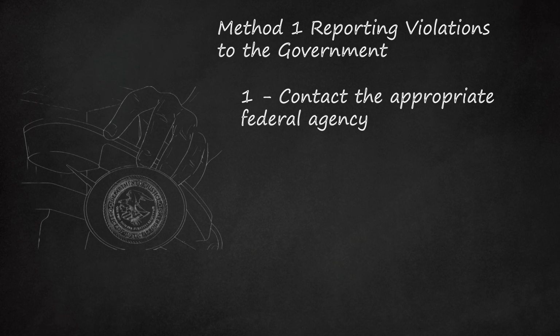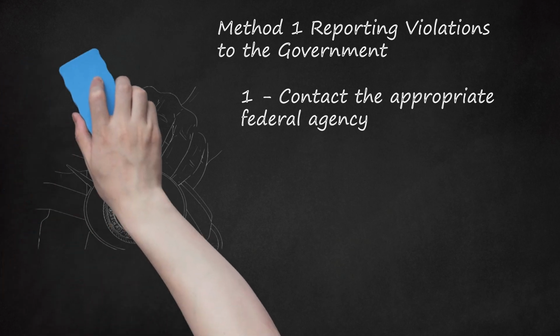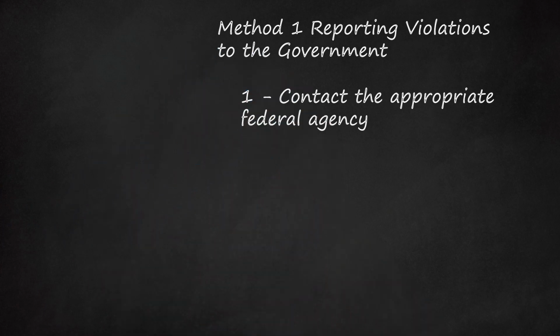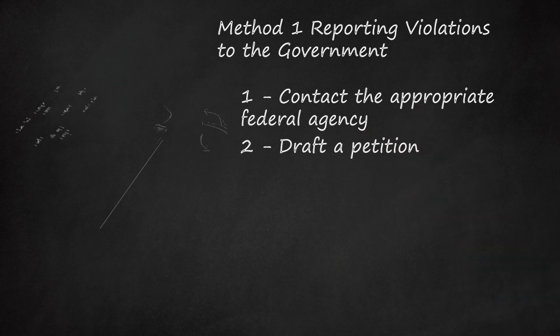You also may provide information about non-U.S. citizens living in the U.S. to Immigrations and Customs Enforcement at 1-866-347-2423. 2. Draft a petition.